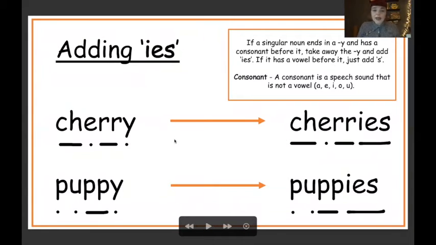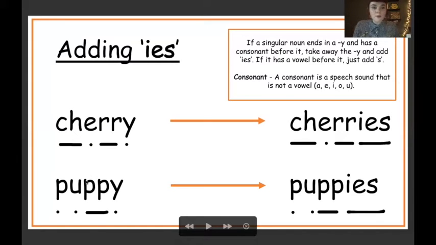And the final way is by adding IES. Now this is when a singular noun ends in a Y and it has a consonant before it. If you can't remember what a consonant is, it's every other letter in the alphabet apart from A, E, I, O, and U. So like in the word cherry, you can see it's got an R in front of it. Let's sound this word out together. Ch-e-r-r-y, cherry, okay? And because we have got that Y at the end and we've got a consonant before it, we're going to take off the Y and add IES.